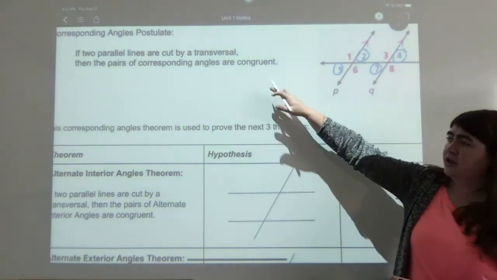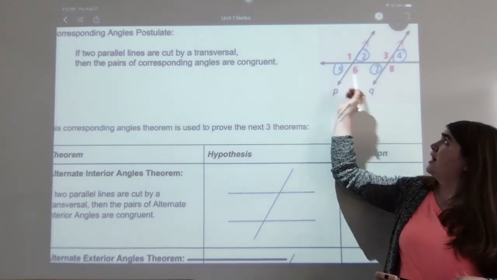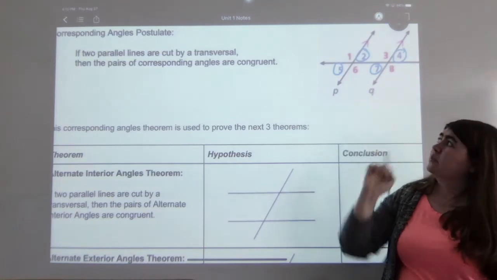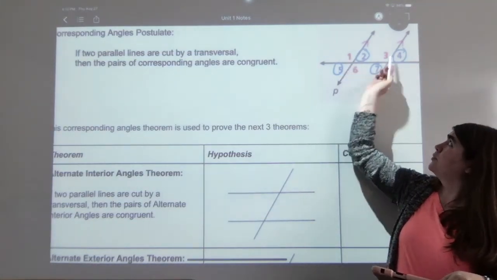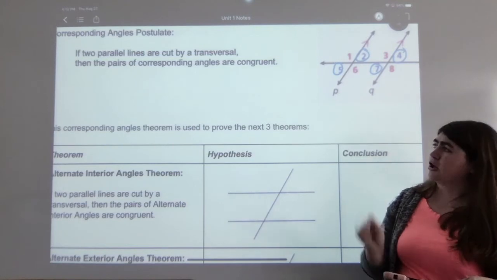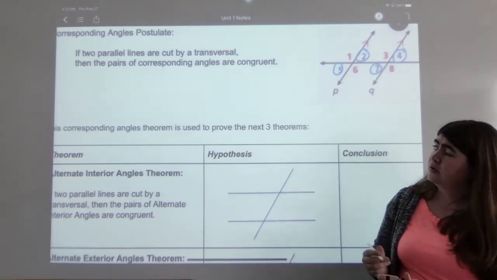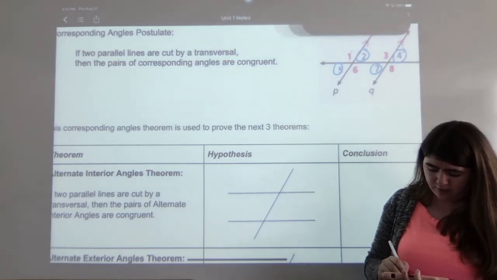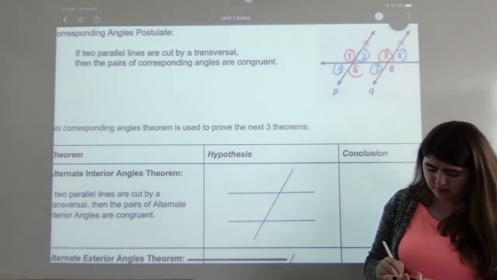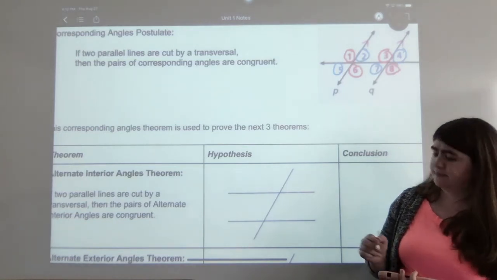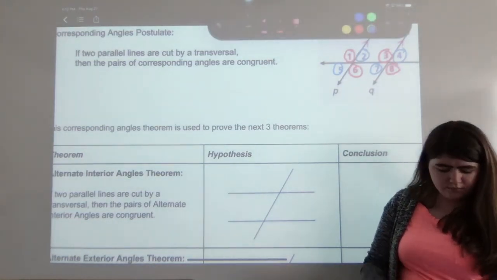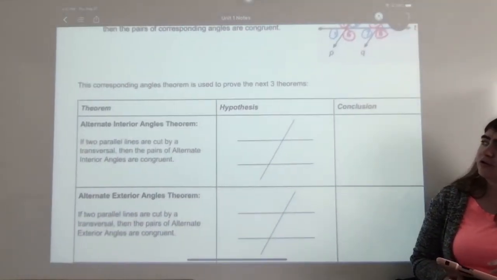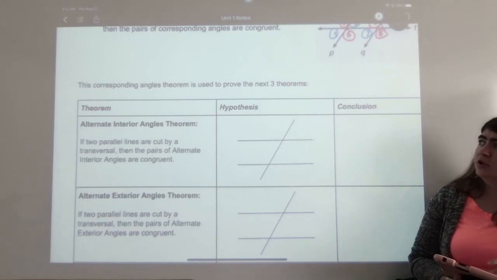But this postulate specifically is saying that 5 and 7 are congruent, and 2 and 4 are congruent. This postulate also lets us know that 1 and 3 are congruent, and 6 and 8 are congruent, because those are also corresponding angles. And let's go ahead and just mark those out here. So I have 1 and 3 and 6 and 8. Those are congruent. All right. So let's go ahead and look at some theorems that the corresponding angle is used to prove.